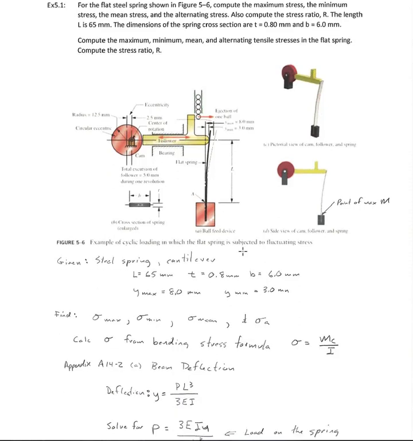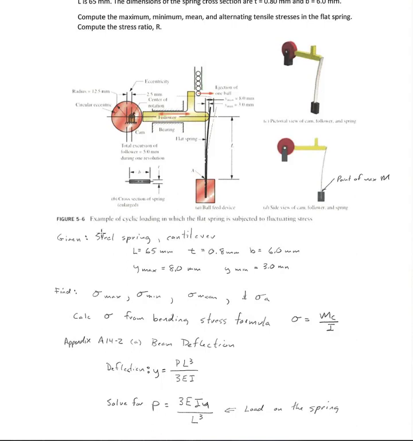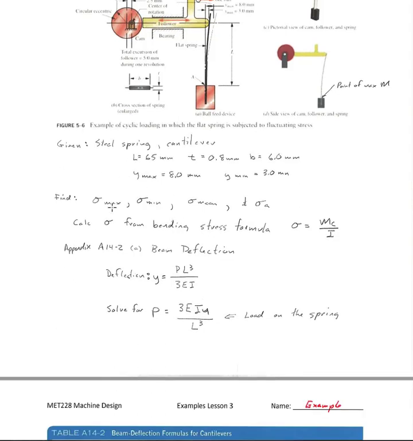Okay, so first of all, we've got to write our givens and our finds. We're given a steel spring. It's a cantilever setup. The length of the beam here is 65 millimeters. The thickness is this T, 8.8 millimeters, and B is the width across, that's this B, 6 millimeters. Y is our maximum deflection. So Y max is this 8 millimeters, and Y min is 3 millimeters. And what we are to find is the maximum stress, the minimum stress, the mean stress, the alternating stress, and then the stress ratio.